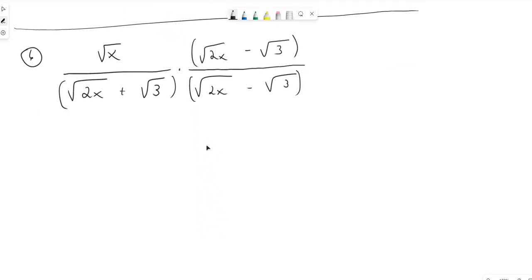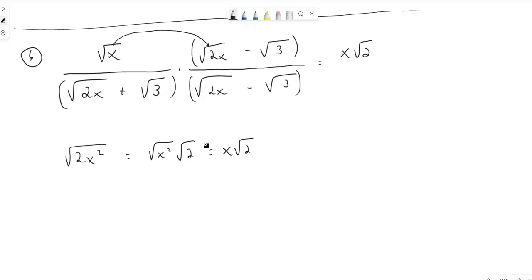On the top, when I multiply the square root of x times the square root of 2x, I multiply inside the radical, so I get the square root of 2x squared. The square root of 2x squared can actually be simplified as the square root of x squared times the square root of 2, which will give me x times the square root of 2. The square root of x times the square root of 3 just gives me a minus square root of 3x.